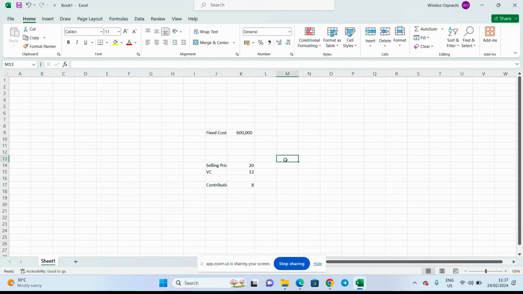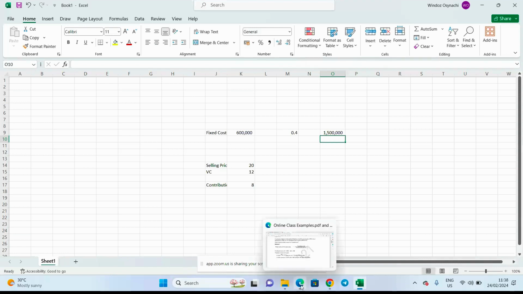So fixed cost divided by contribution sales ratio will be 600,000. Contribution sales means 8 divided by 20, because contribution sales ratio is this contribution divided by sales. That is the contribution sales ratio, which is 0.4. Now our fixed cost is 600,000. 600,000 divided by 0.4 gives 1.5 million.